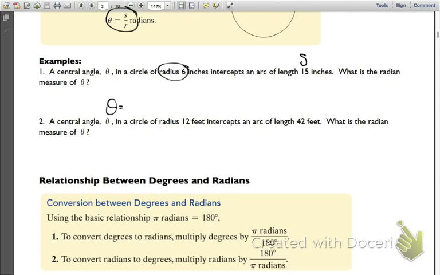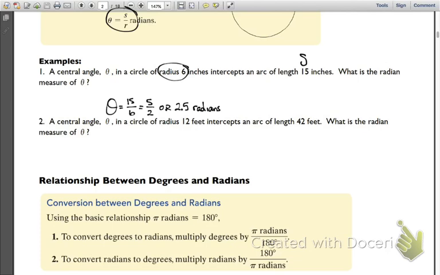So then all I'm going to do is take 15 and divide it by 6, and I will reduce it. So I'm going to have 5 over 2. Or you could say 2.5 radians. Either 5 over 2 radians or 2.5 radians. It's completely up to you. I really have no preference as far as if you want to write it as a decimal or as a fraction.